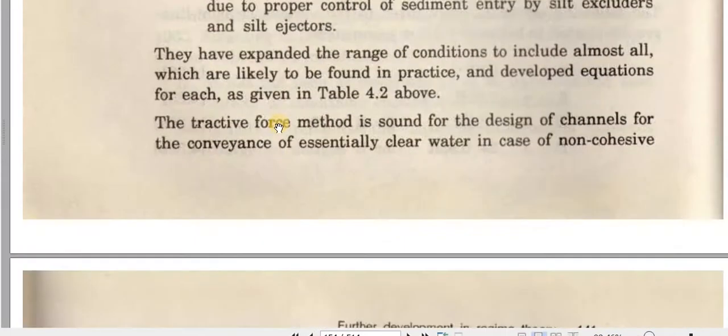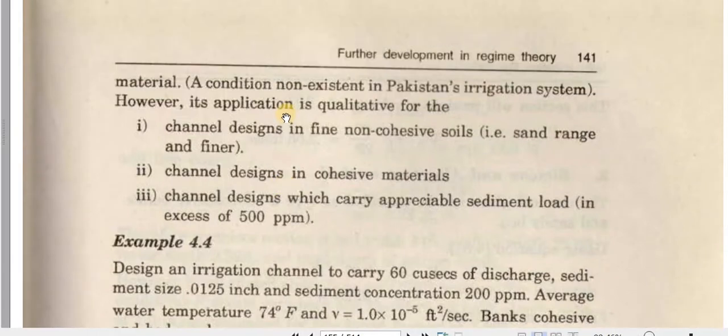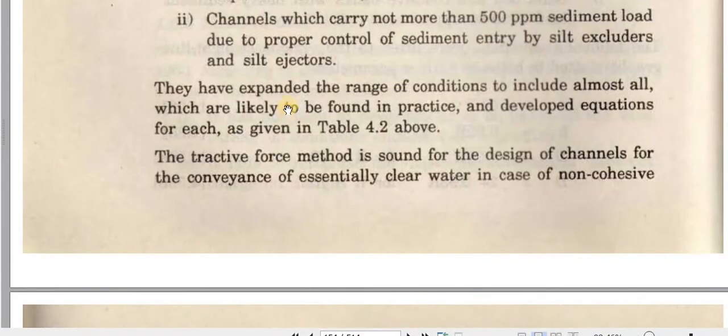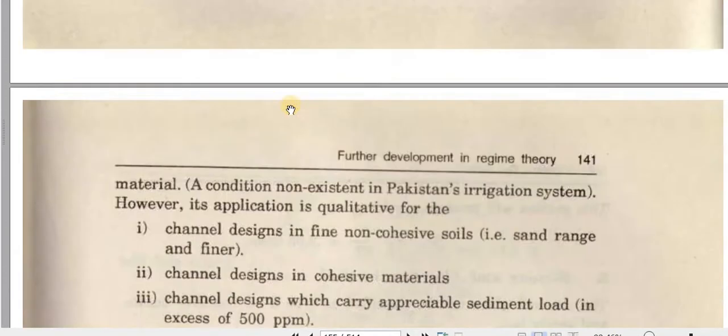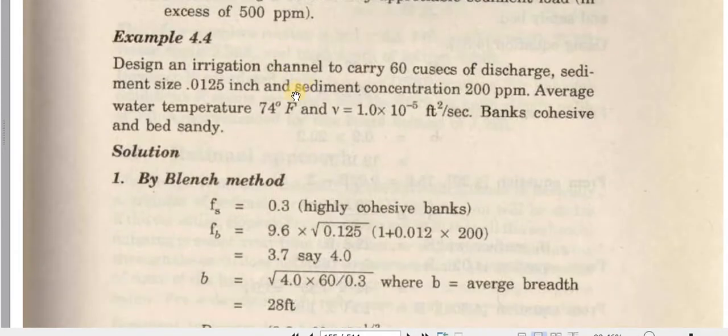So we can understand these approaches with the help of numerical examples. Example 4.4, we will solve this example with the help of all the approaches which are used. Design an irrigation channel to carry 60 cubic feet per second of discharge, sediment size 0.0125 inch and sediment concentration 200 parts per million, average water temperature 74 degrees Fahrenheit and kinematic viscosity 1 into 10 to the minus 5, and banks cohesive and bed sandy.